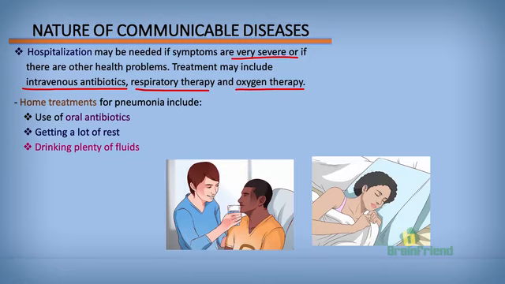Home treatment for pneumonia. People can also be treated at home by the use of oral antibiotics, especially if it's known that it is bacterial pneumonia. Oral antibiotics can work. Then the patient will need to get a lot of rest, and the person may also need to drink plenty of fluids in order to be able to recover fully from the disease.